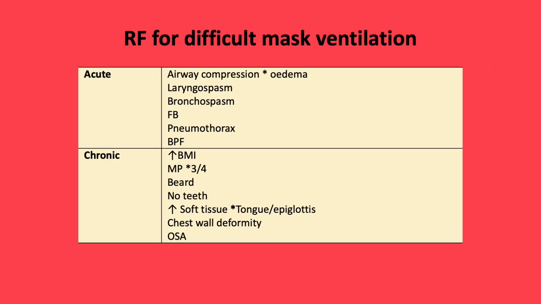Once you have completed your history and examination, it's important to highlight risk factors for difficult mask ventilation. These can be acute or chronic. Acute could be laryngospasm, bronchospasm, foreign body, pneumothorax, bronchopleural fistula, and chronic: raised BMI, high Mallampati score, beard, no teeth, and increased soft tissue of the tongue or epiglottis.